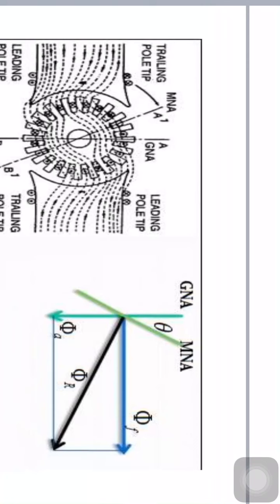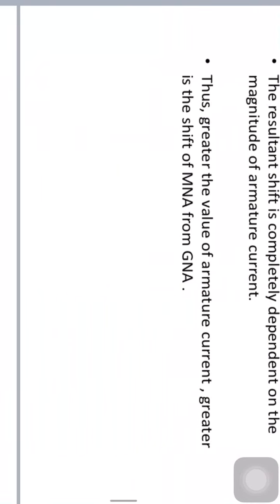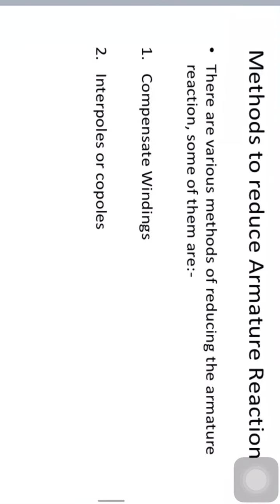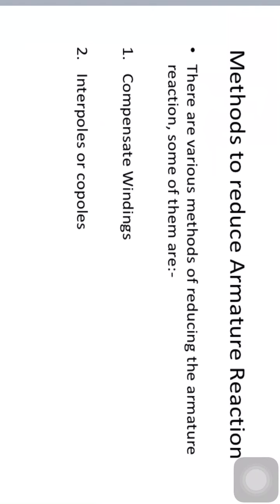Armature reaction establishes a flux in the neutral zone. Armature reaction flux in the neutral zone will induce conductor voltage that aggravates the commutation problem. Okay, now what are the methods to reduce armature reaction? One is called the compensating winding, another one is the interpoles or compoles.